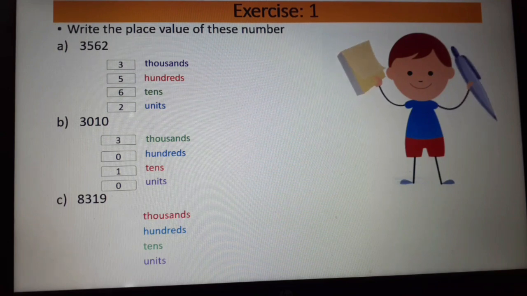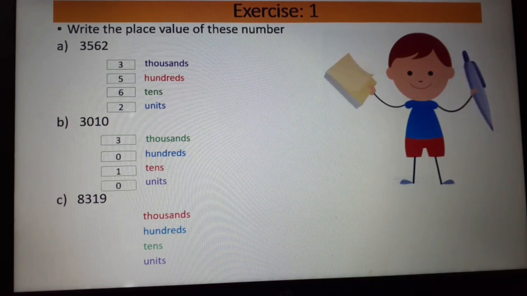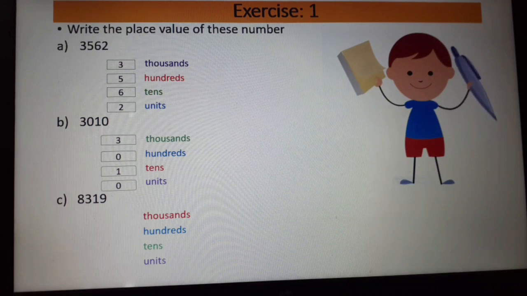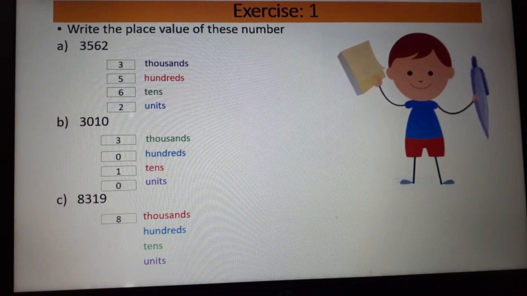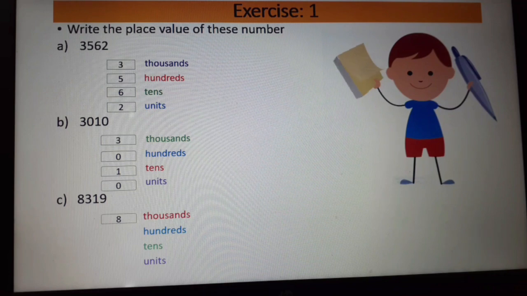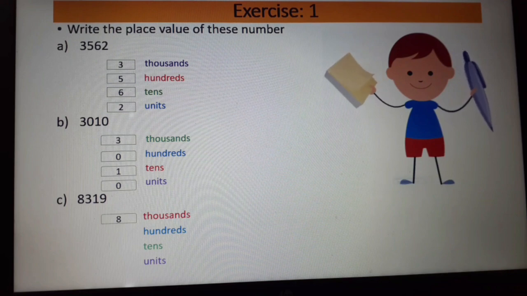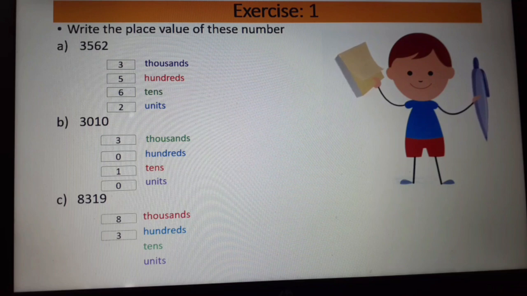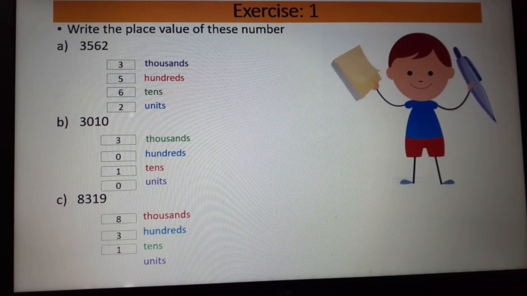Now, let's go for the C number. 8319. 8000. What is the place value of 8? 8,000s. Then what is the place value of 3? Already I have told the number. 8,319. So what is the place value of 3? 300s. And 19, which is in the place value of tens? 1, 0, 10. Yes, so 1.